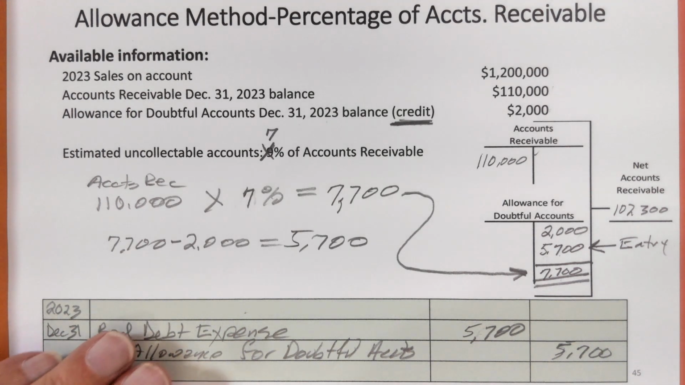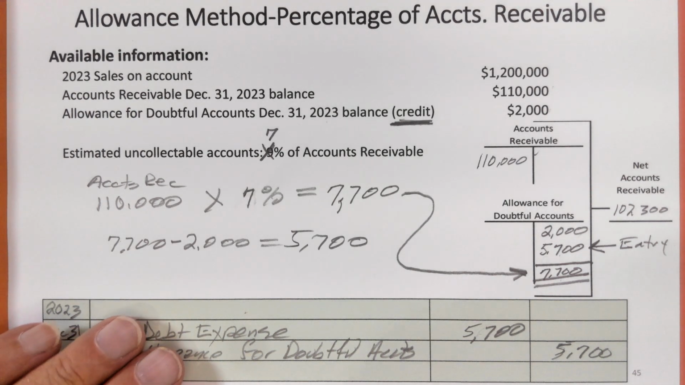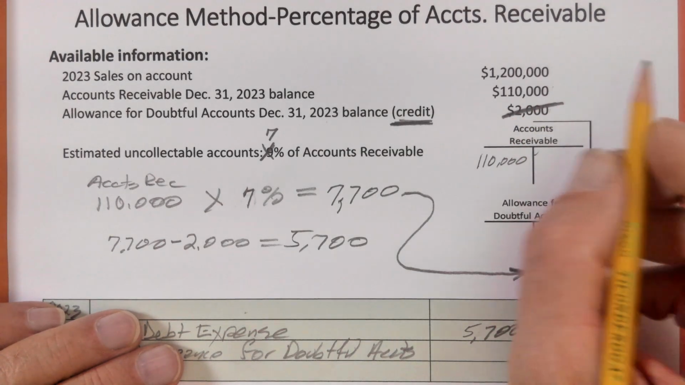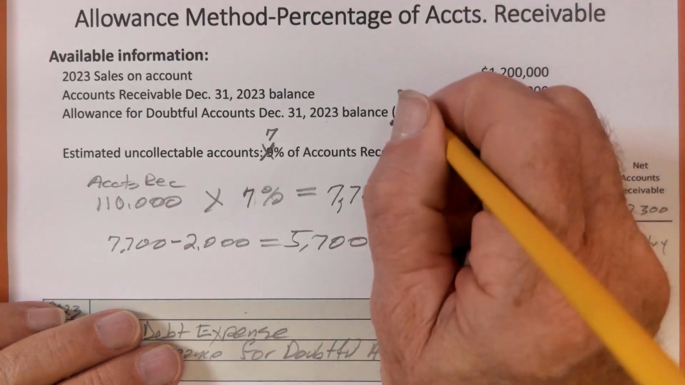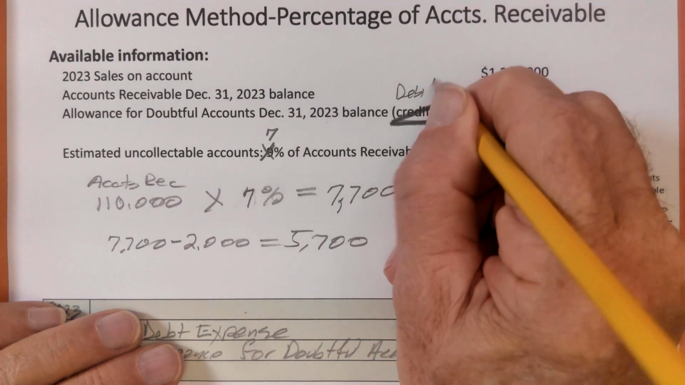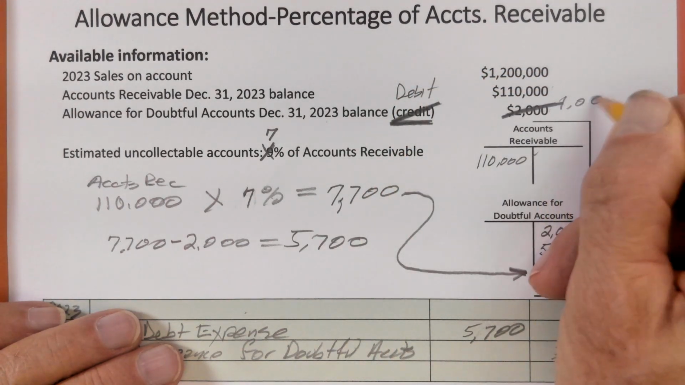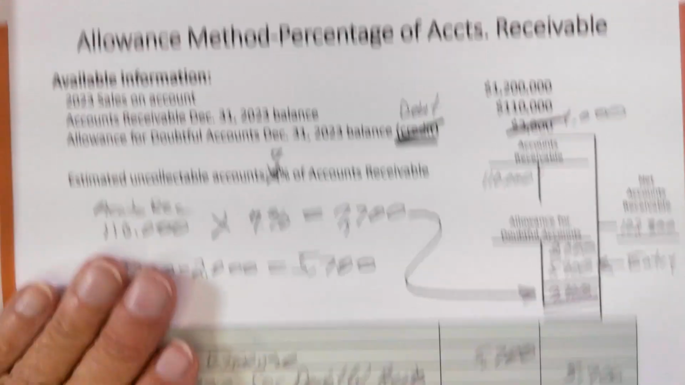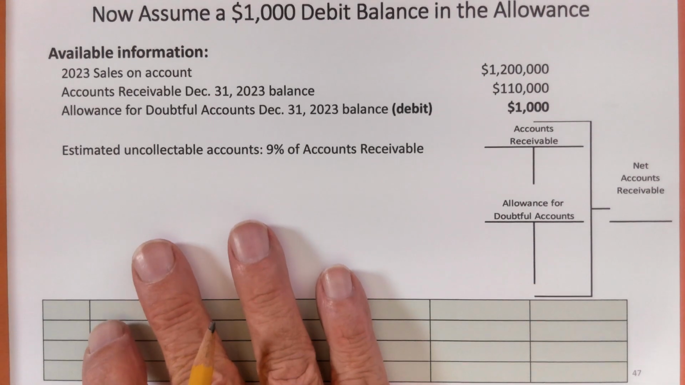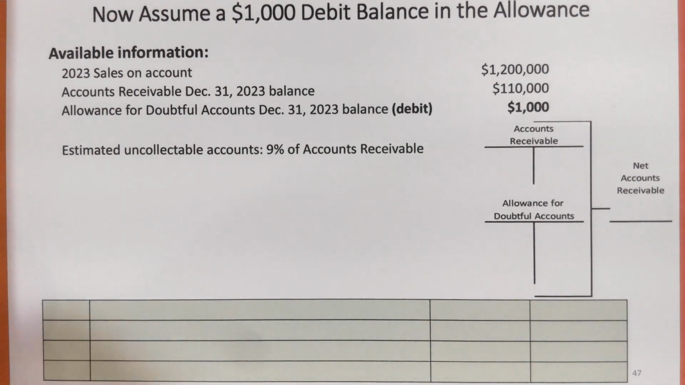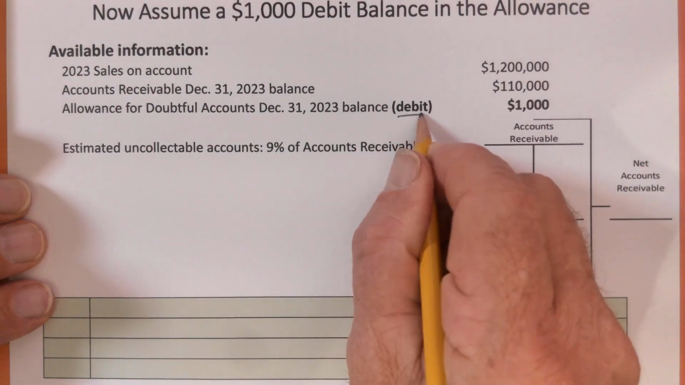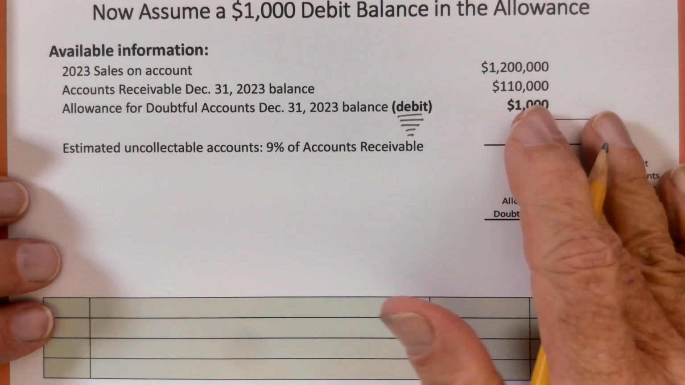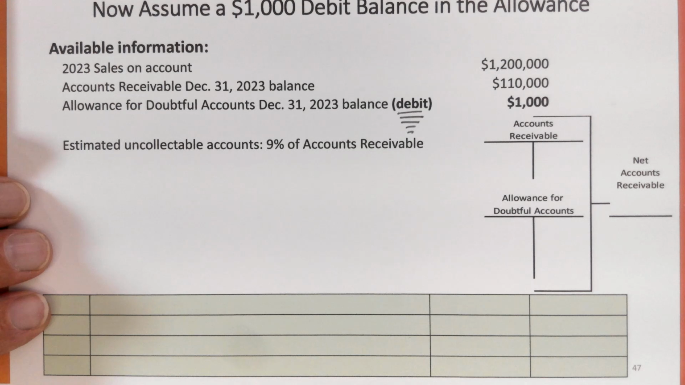Now, what would happen? I'm going to take the same example, and I'm going to change this so that it's a debit balance of $1,000. Okay, and to make it a little neater, let's go to another sheet. So here we go, the same deal, but this time you notice we have a debit balance in the allowance account, and it's only $1,000, $1,000 debit.